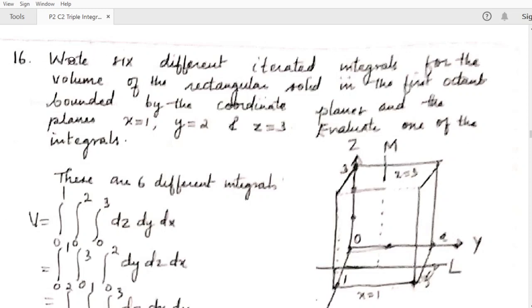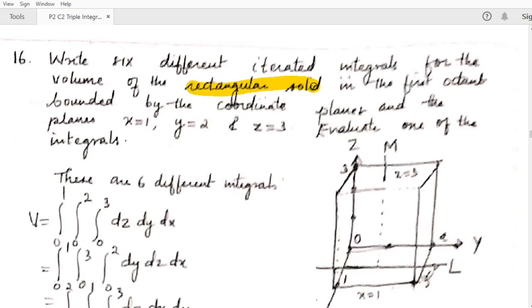Our question is: write 6 different iterated integrals for the volume of the rectangular solid in the first octant bounded by the coordinate planes and the planes x equal to 1, y equal to 2 and z equal to 3. Evaluate one of the integrals. So here we have to find 6 different iterated integrals for the volume of the rectangular solid.